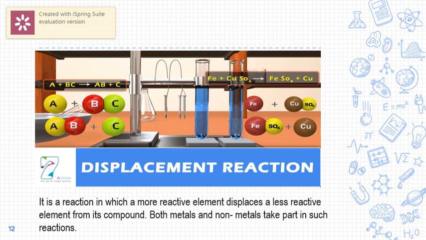Here I have taken one general example: A plus BC gives AB and C. Here A is a free metal, B is a metal, and C is the rest of the metallic salt. BC is a metallic salt solution. If A is more reactive than B, then A will go and displace B, so that A will take the place of B, and the product formed is AC and B is made free. That is the general example.